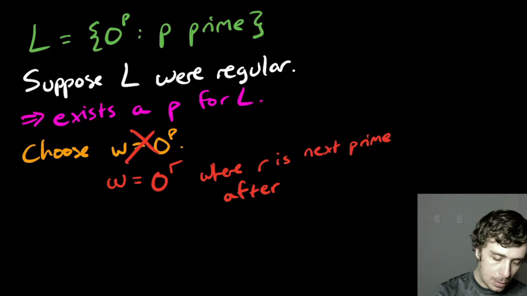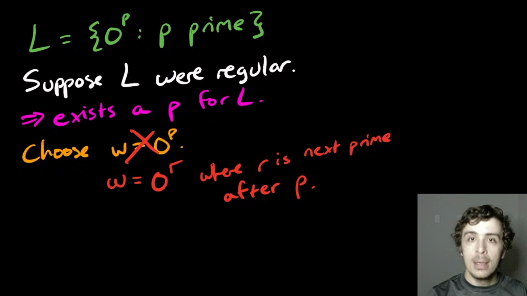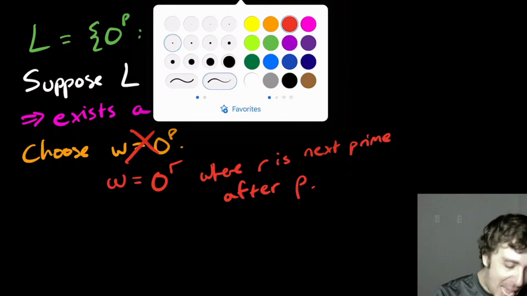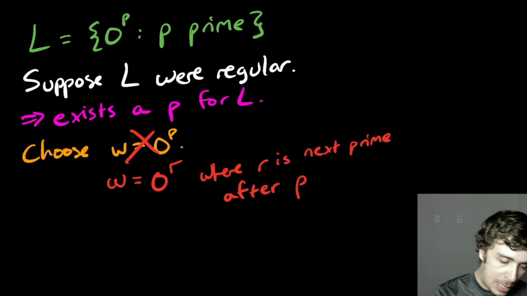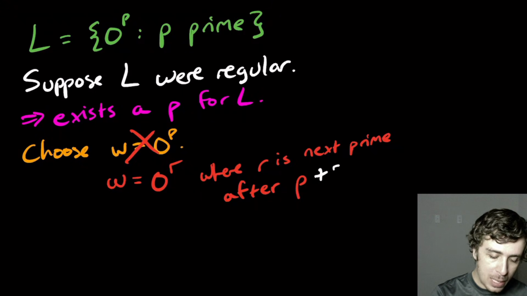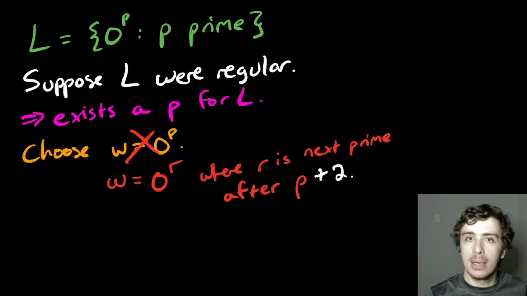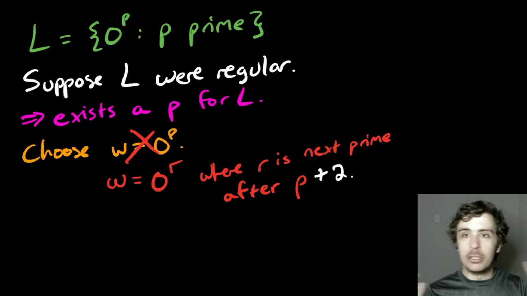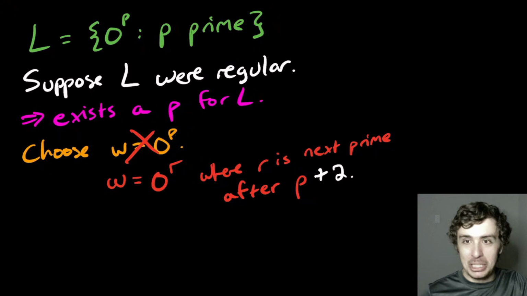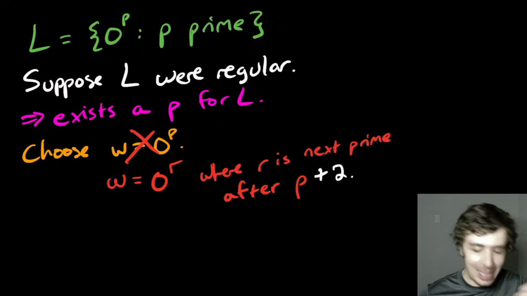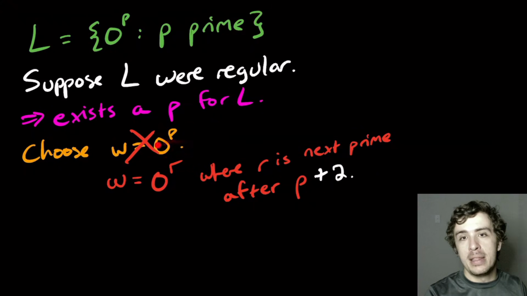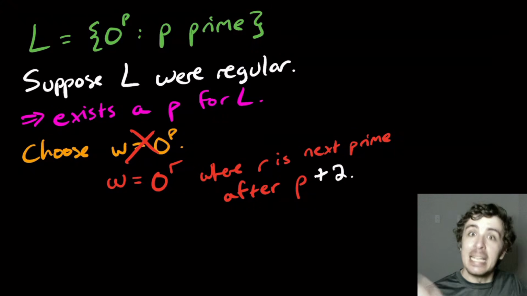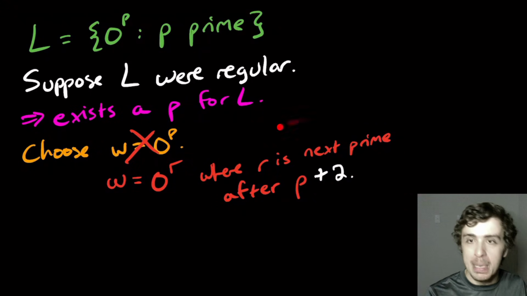after P. Okay, I'm actually not going to do that either, and we'll see why. So I'm actually going to do the next prime after P plus 2. Well, there's always a prime at least P plus 2, so that doesn't change anything. And since it's more than P, therefore this is of length at least P, and it's in the language because we forced it to be a prime, and so that's not an issue.